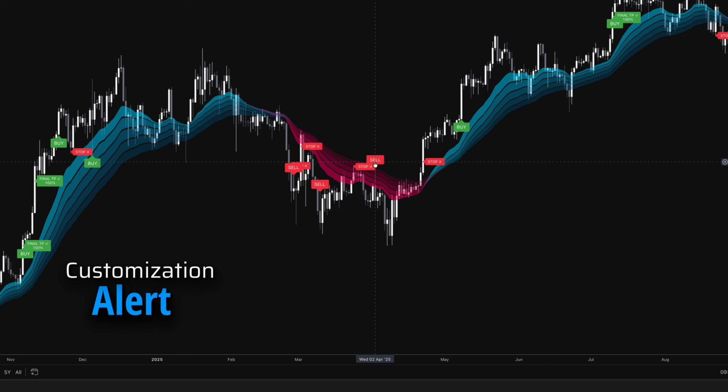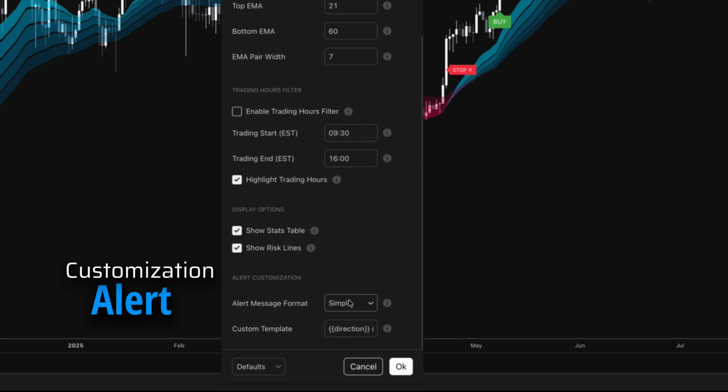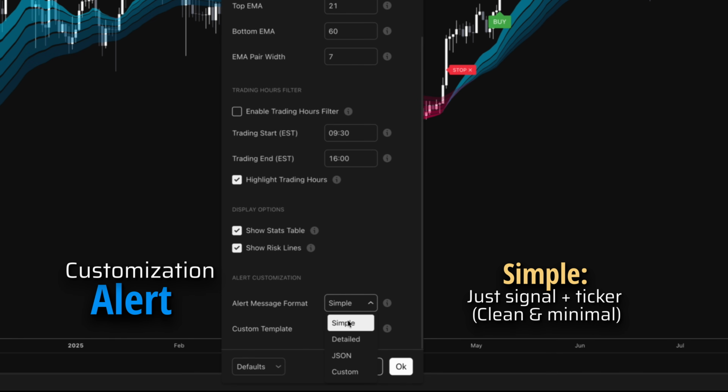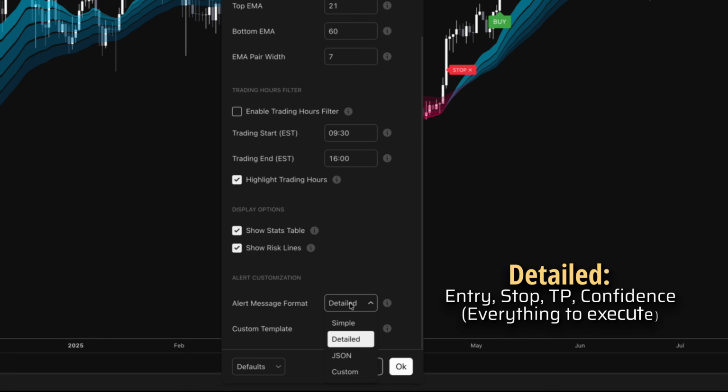Pro gives you control over alert message format with 4 presets. Simple, just the signal and ticker. Clean, minimal. Detailed includes entry price, stop level, take profit target, and confidence score. Everything you need to execute the trade without opening the chart.